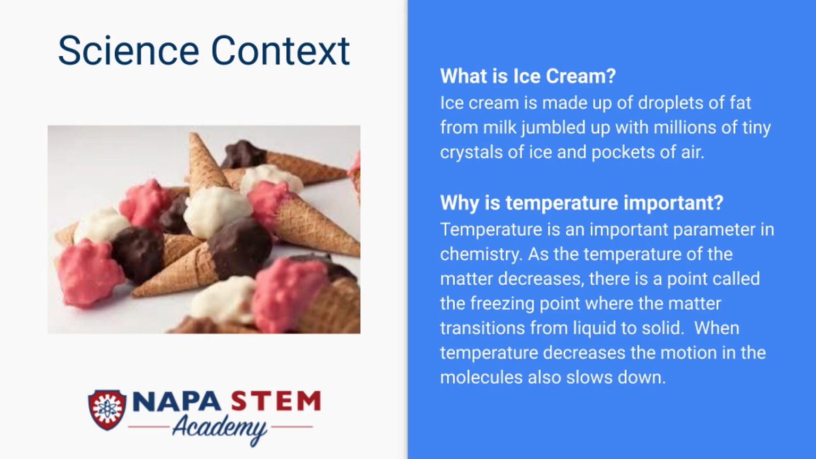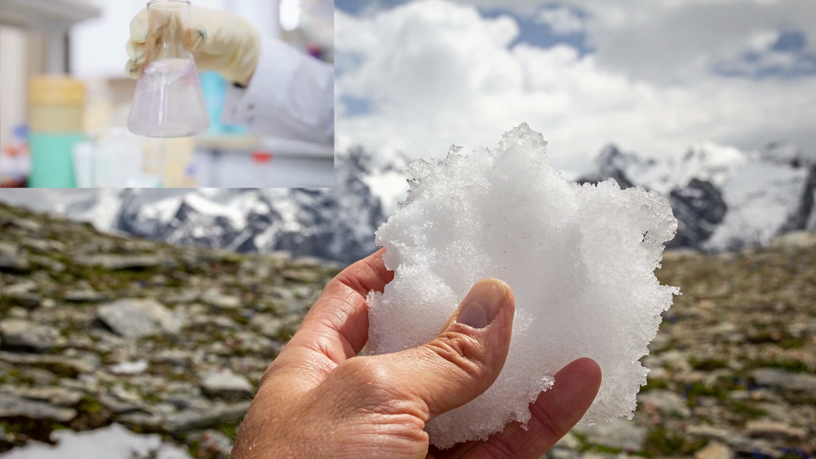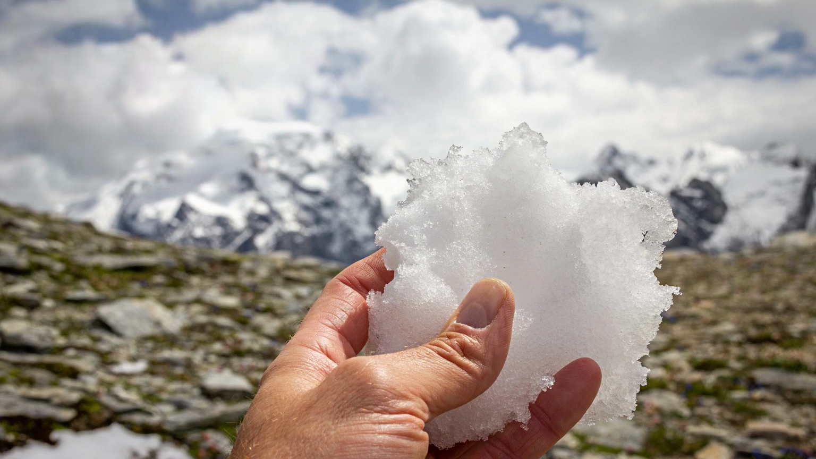Why is temperature important? Temperature is an important parameter in chemistry. As the temperature of the matter decreases, there is a point called the freezing point, which we just learned about, where the matter transitions from liquid to solid. When temperature decreases, the motion in the molecules also slows down.